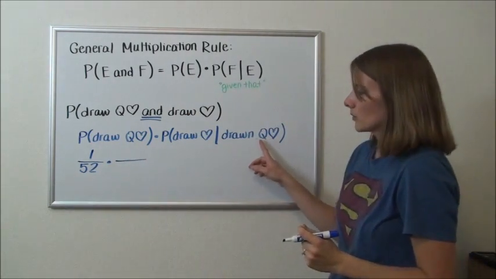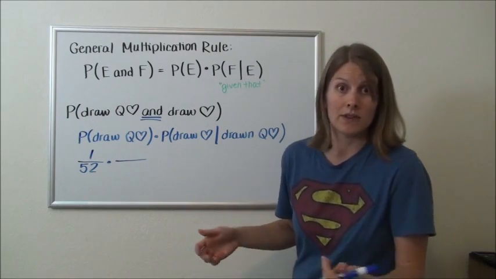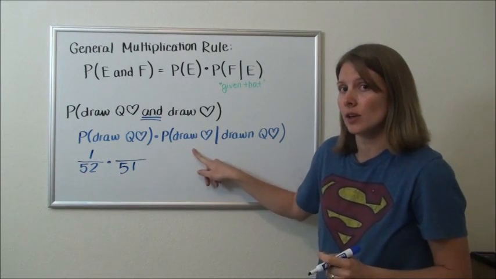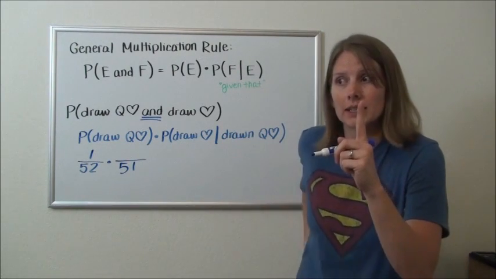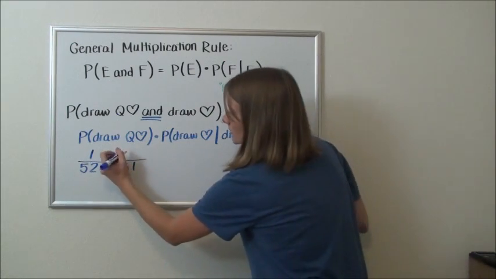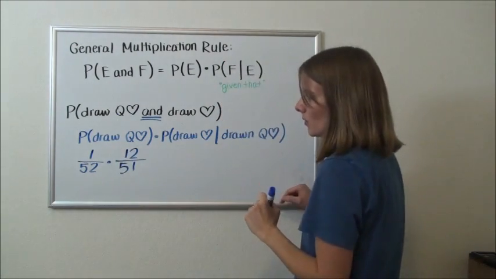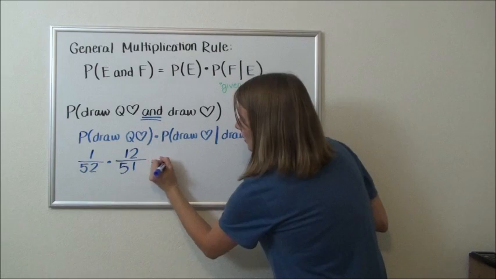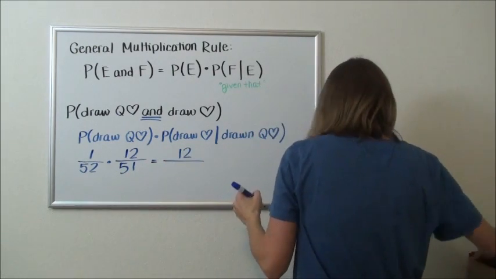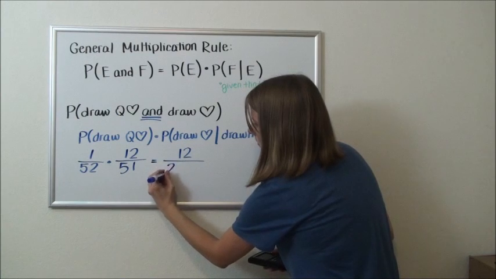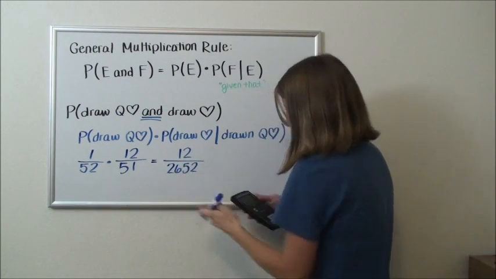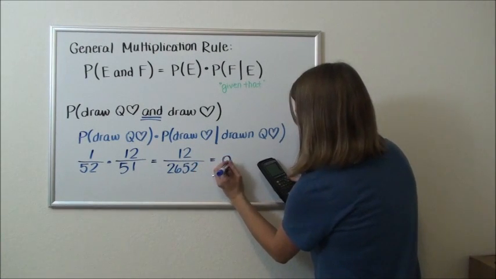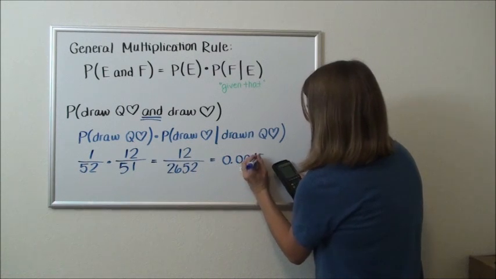Given that I've already drawn the Queen of Hearts, how many cards are left in the deck? There should only be 51. So 51 cards left in the deck. How many of them were hearts? Well, I drew the Queen of Hearts, which is one of them, and I tucked it away, so there should only be 12 more hearts left. There's 13 hearts in the whole deck, but if I drew the Queen of Hearts and tucked it away, there's only 12 more. So again, multiplying straight across, we get a 12 on top. We get a 2652 in our denominator here. And so when I divide and get my decimal rounded to 4 places, we're looking at 0.0045.